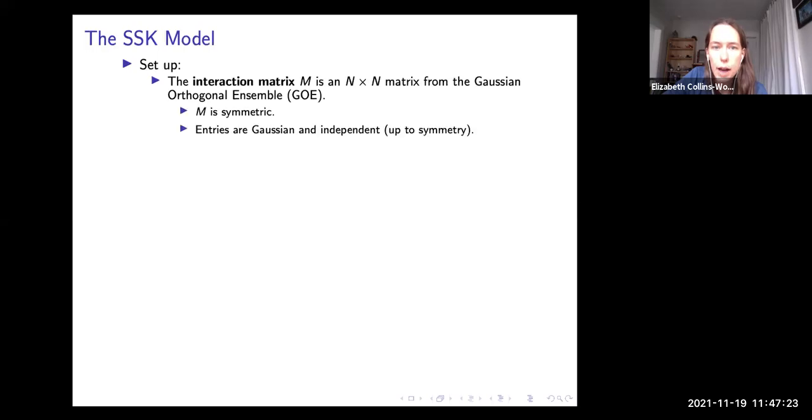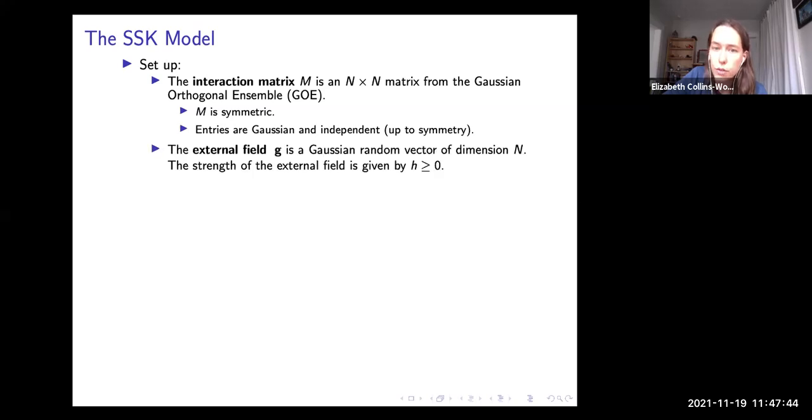So the setup for this model, we have an interaction matrix M. This is an n by n matrix from the Gaussian orthogonal ensemble. That's been mentioned before, but if you're not familiar with GOE, the two key things to remember is that it's a symmetric matrix and that the entries are Gaussian and independent up to the symmetry constraint. We also have an external field, which is a Gaussian random vector of dimension n. And the strength of the external field is given by a non-negative scalar little h.